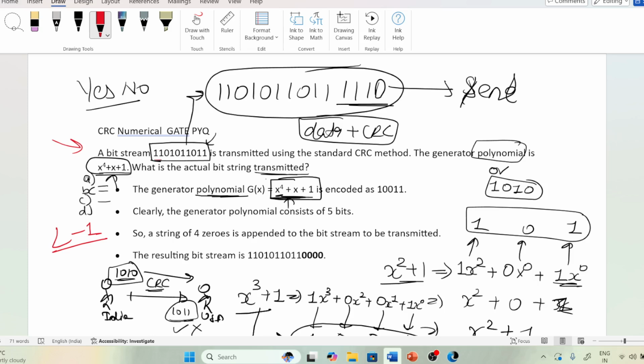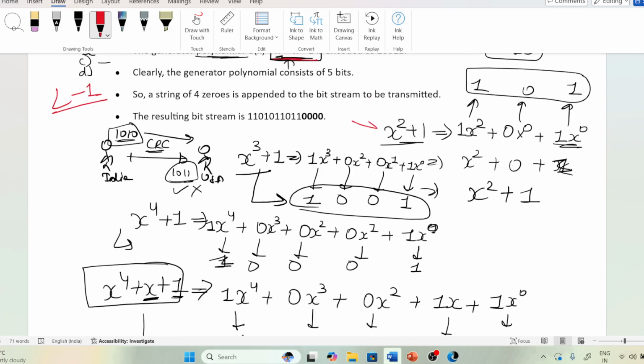Suppose this is the data that you want to send, and here we need to use the CRC method, and there is a polynomial function given to us: x raised to power 4 plus x plus 1. Okay, this is the data that we want to send. Now there is a polynomial function which you need to decode. Okay, so for example, it is given here x square plus 1. Let's suppose this is the function.